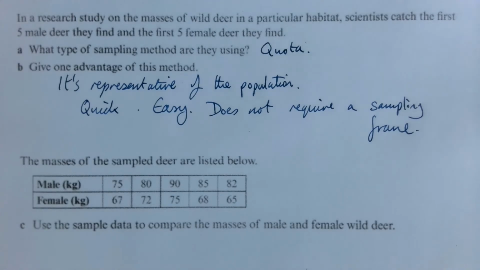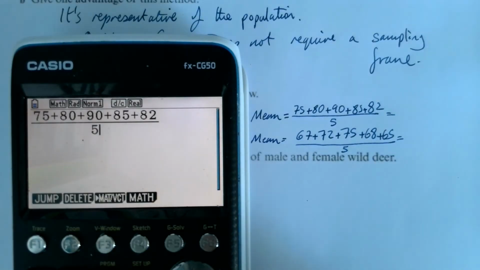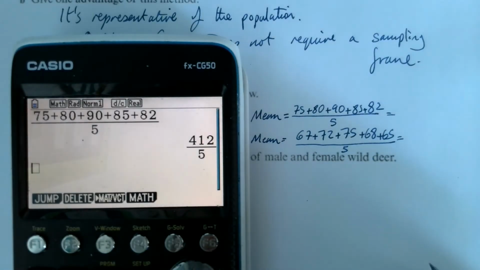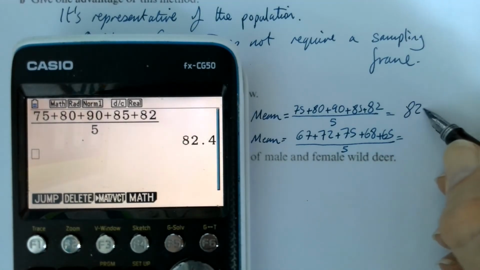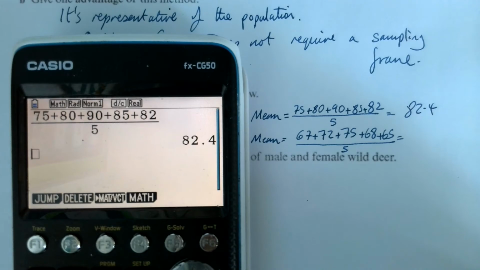Okay, moving on. The masses of the sampled deer are listed below. Use the sample data to compare the masses of male and female wild deer. Now, we haven't talked about this yet. This is just like what you'd have done for GCSE at this point. So hopefully you've done something like this. Work out what the means are of each of them, because you have to compare an average and the range whenever we're doing this. So that's 82.4 for the males.